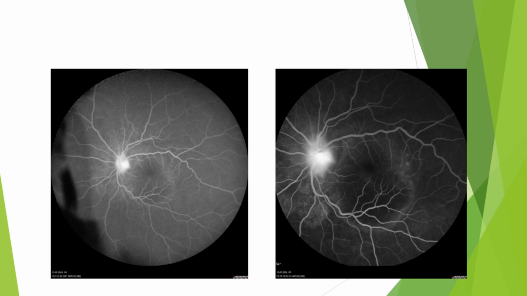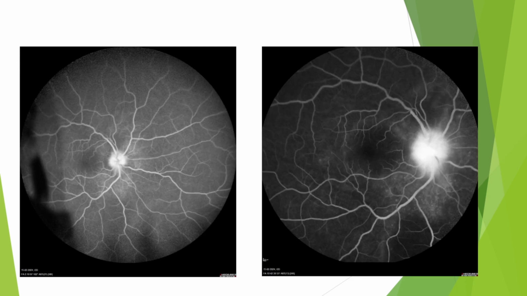So this is an FFA image of the right eye and the left eye, showing disc hyperfluorescence along with numerable leaks, which in the later stages increase in intensity.